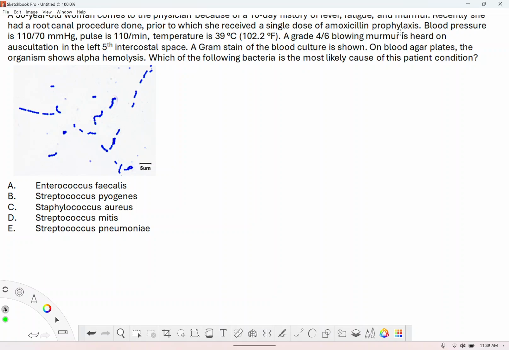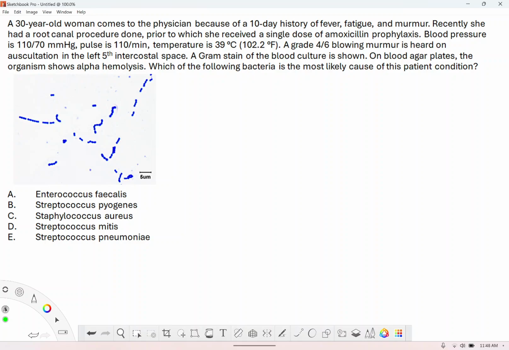Okay, so this next question, let me fix my page. So this next question is about a 30-year-old woman who comes to the physician because of a 10-day history of fever, fatigue, and murmur. Recently, she had a root canal procedure done, prior to which she received a single dose of amoxicillin prophylaxis. Blood pressure is normal, pulse is high, temperature is high, and there is a murmur.